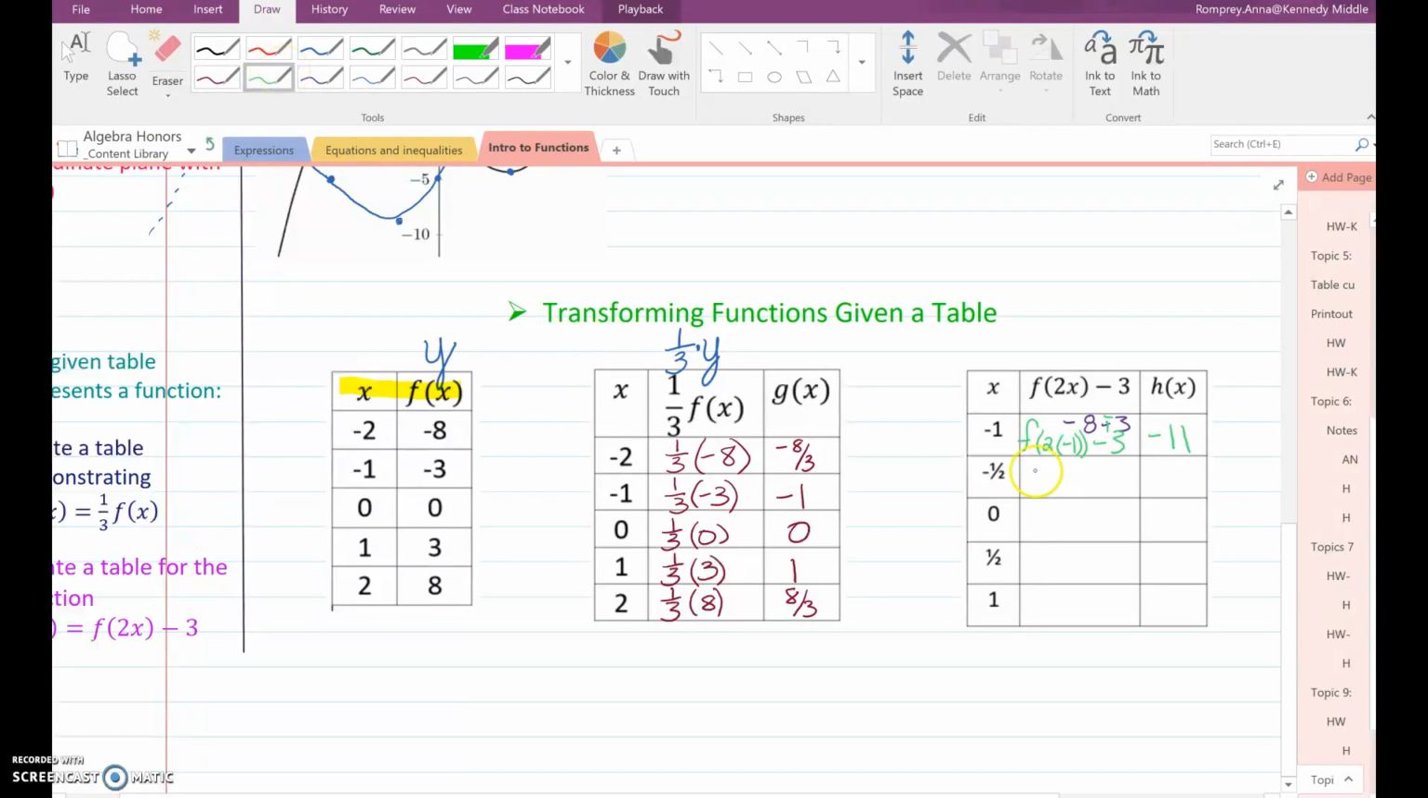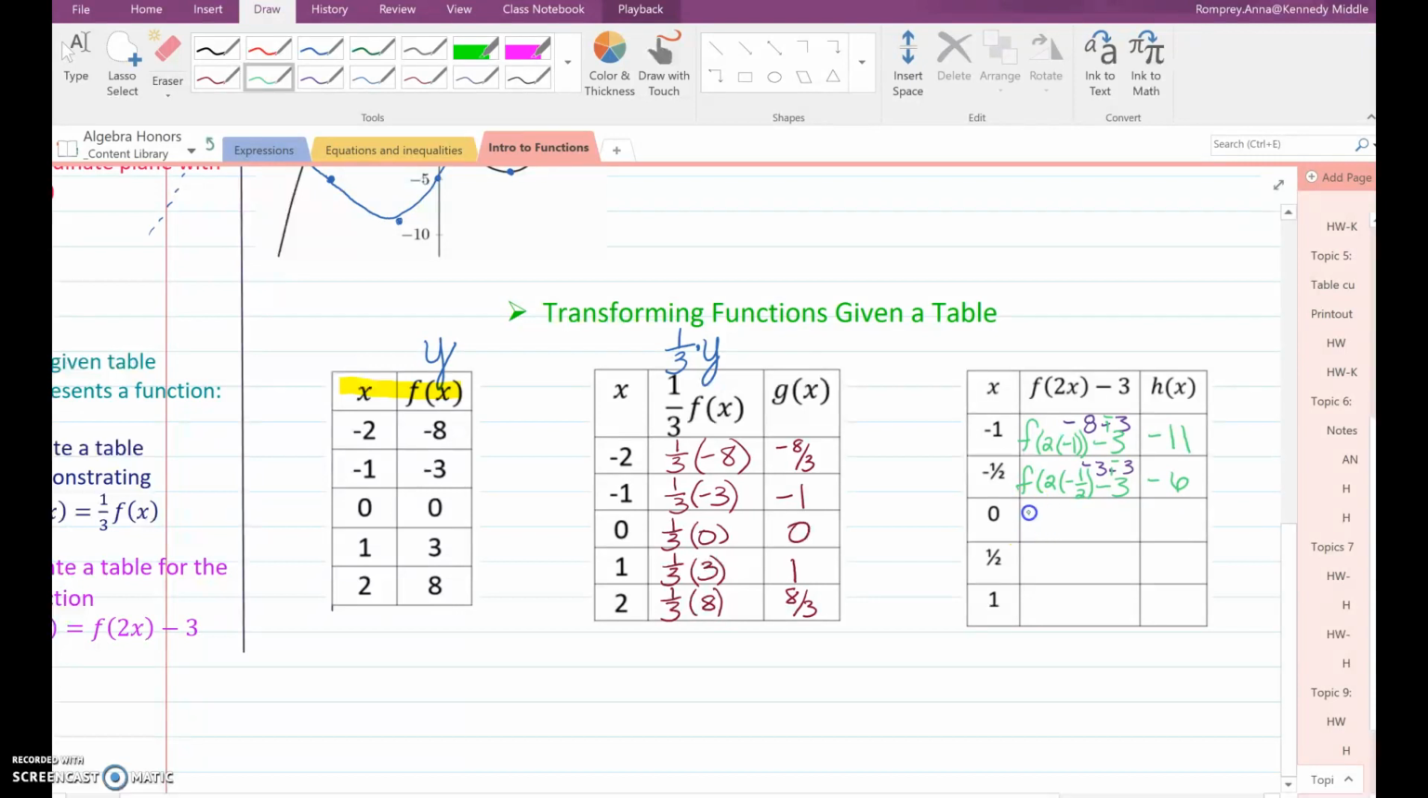All right, so let's try the next one. F of 2 times -1/2, minus 3. So 2 times -1/2 is -1. So I'm going to come back to my original. F of -1 is -3. So I have -3 minus 3. Keep, change, -6. Beautiful. If you think you got this, pause the video, try a couple on your own, see if you can figure them out.